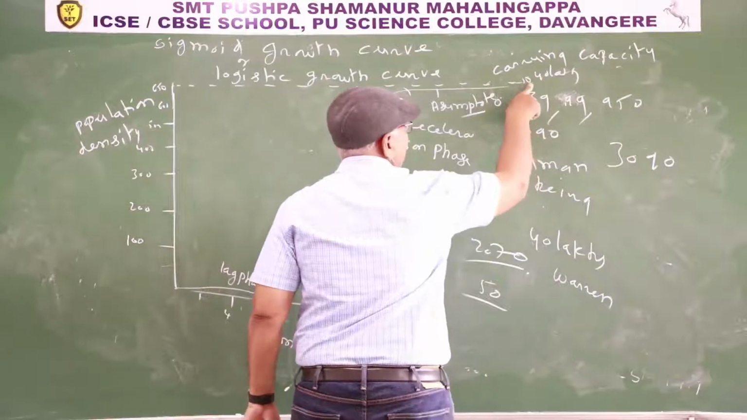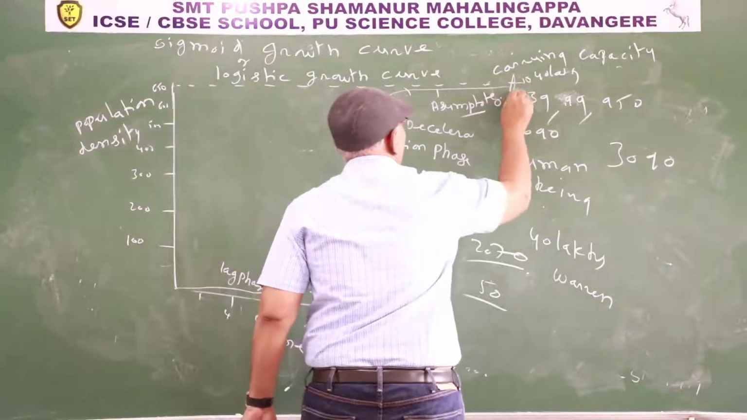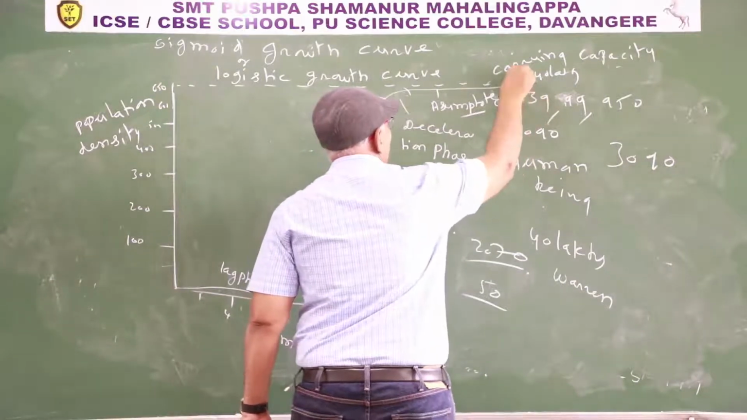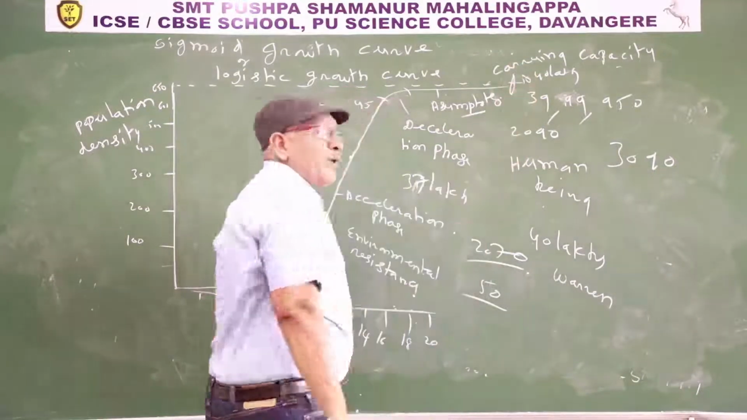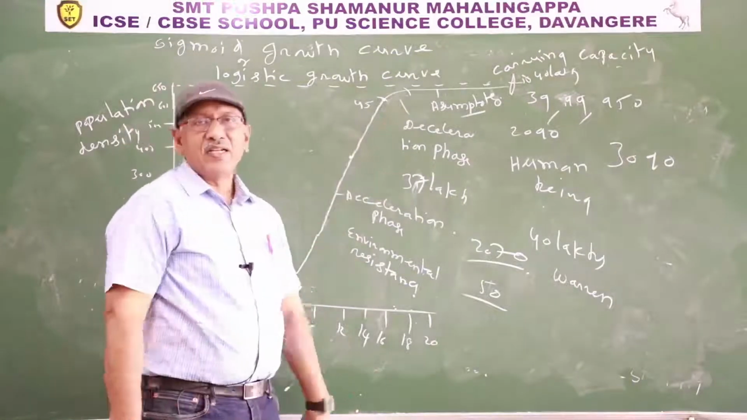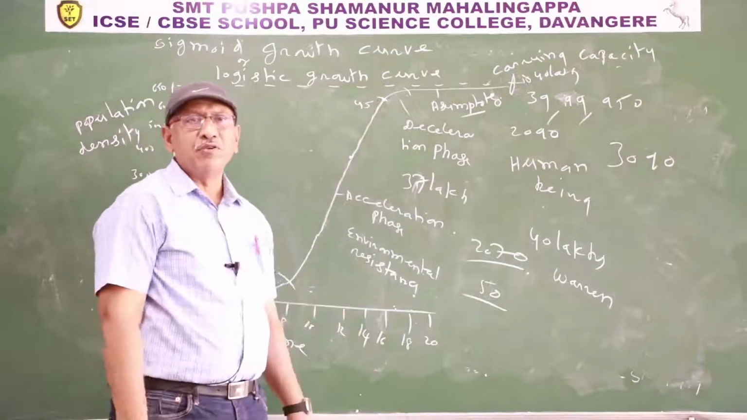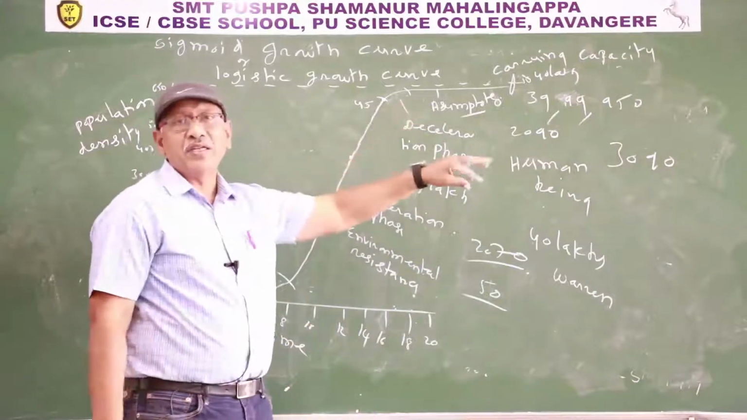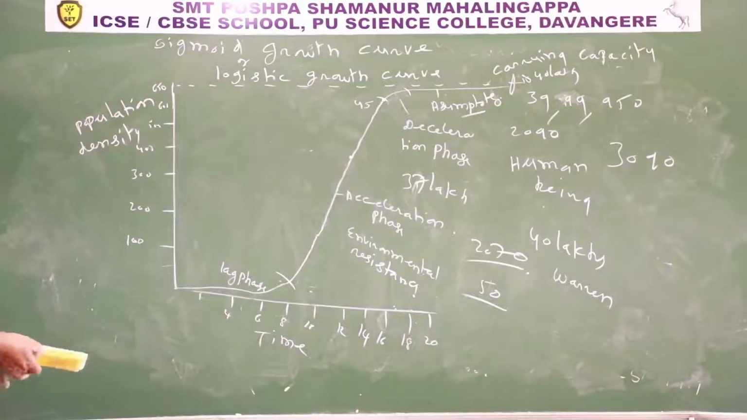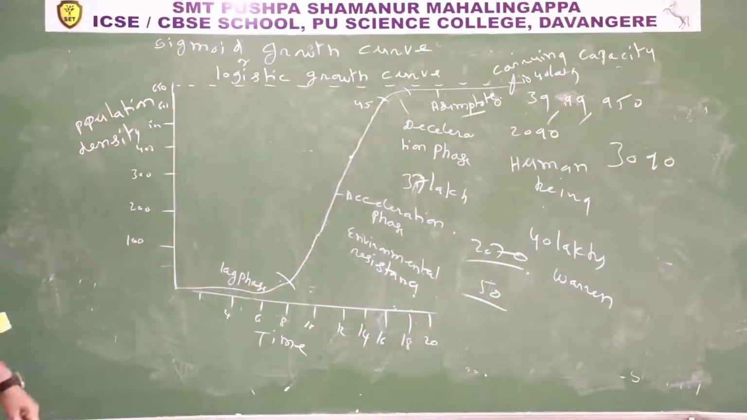Carrying capacity of rabbit is 50. The population of rabbit fluctuates around 50. Maybe next year 51. After 10 years maybe 49 or 50, like that. So what is carrying capacity? The maximum number of individuals borne by that habitat is known as carrying capacity. So, sigmoid growth curve.